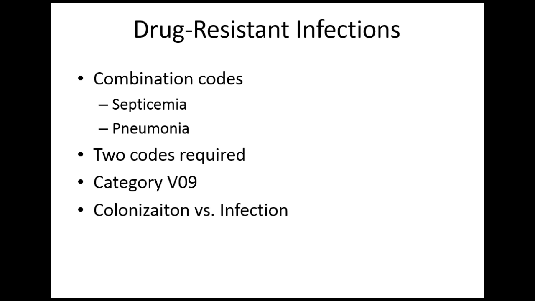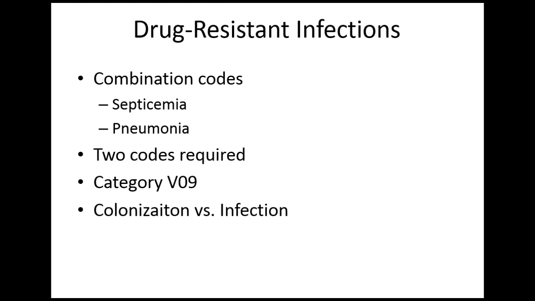Category V09 identifies infections that have become resistant to drugs commonly used to treat them. The fourth digit indicates the type of drug to which the organism has become resistant. When more than one drug is specified, assign a code for each one. The main term used to locate drug resistance is resistance. Assign only as additional codes and only when the physician specifically documents an infection that has become drug resistant.